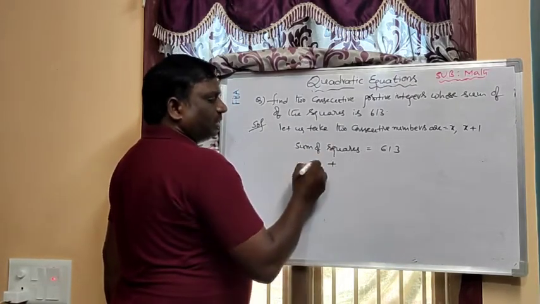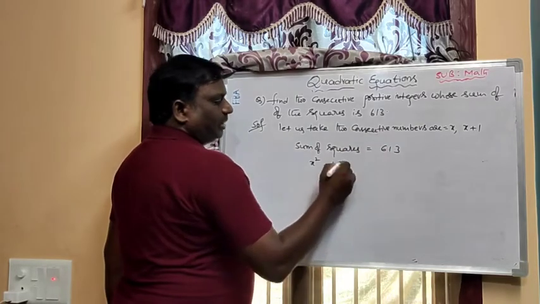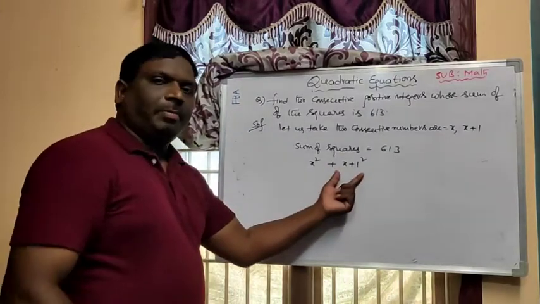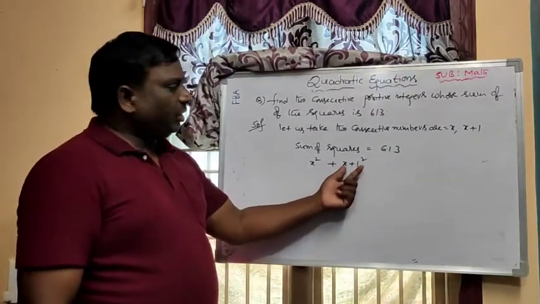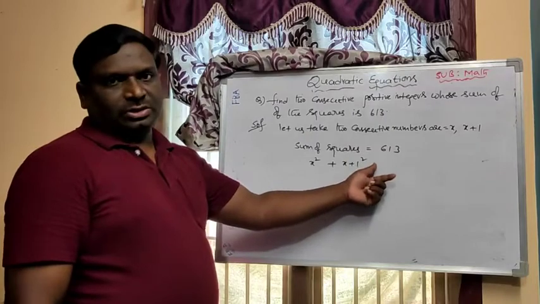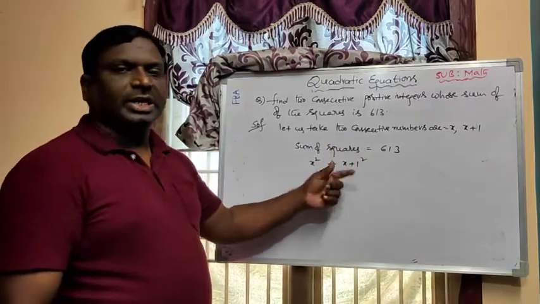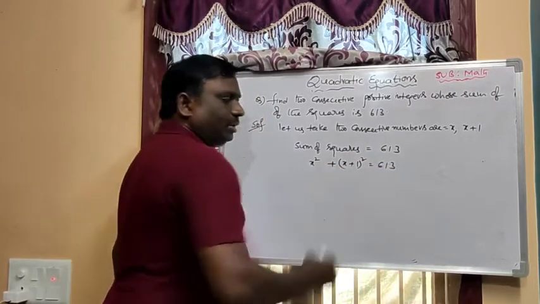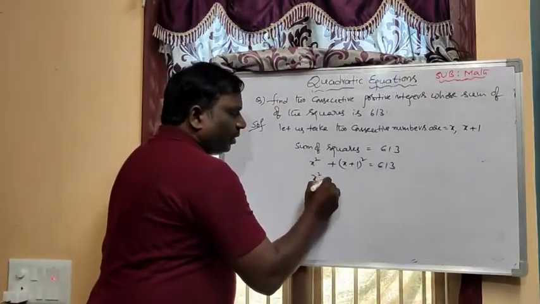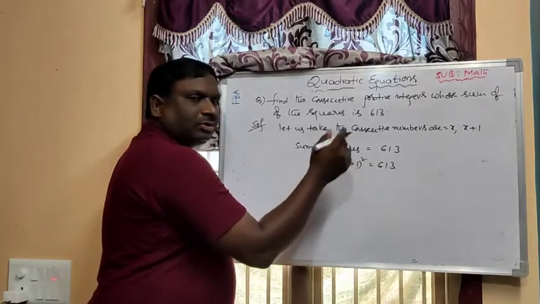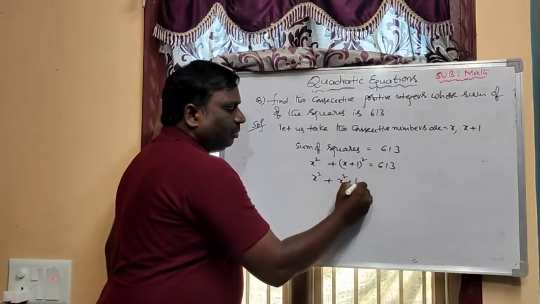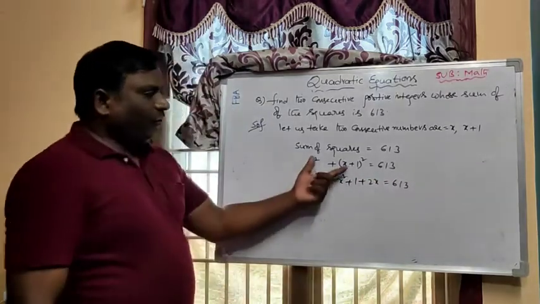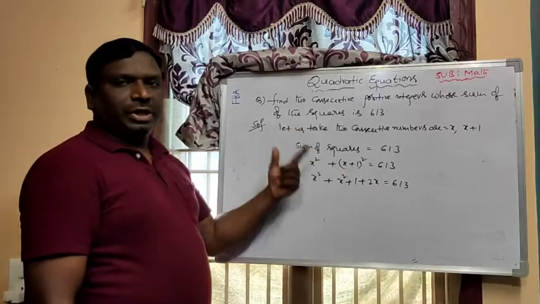Squares of those two numbers, that means x square, and the other number x plus 1. This is wrong. The total number whole square we have to write. Some of the children write x plus 1 square. Square means x plus 1 whole square, not x square plus 1. So x square plus, here also a plus b whole square identity, a square plus b square plus 2ab, equal to 613. If you frame the equation, definitely you can do the solution.